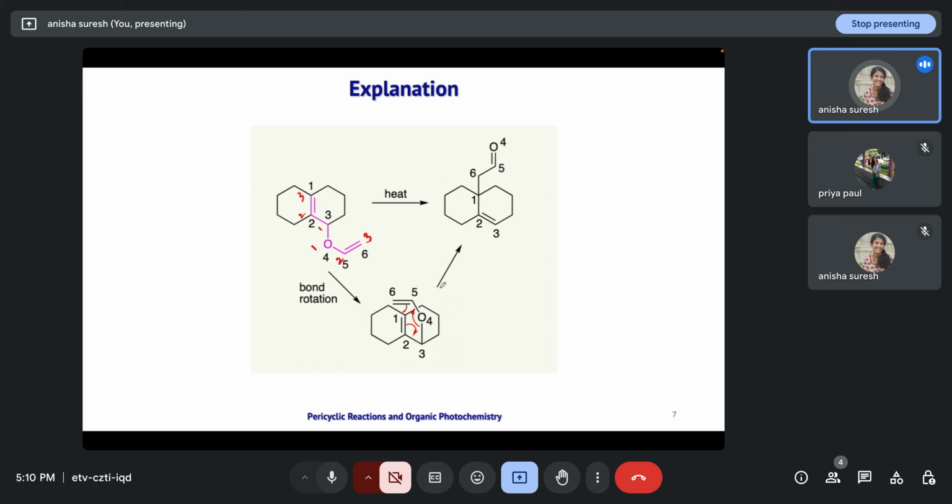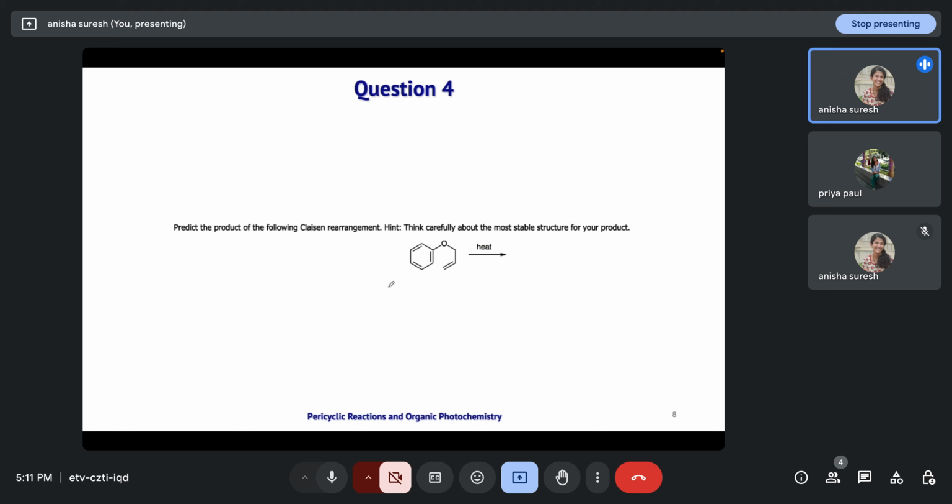This bond will be breaking, resulting in the formation of the aldehyde. Clear? Yes, clear. Okay. Now, coming to the fourth question, predict the product of the following Claisen rearrangement.